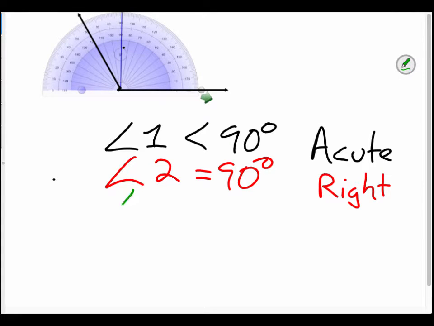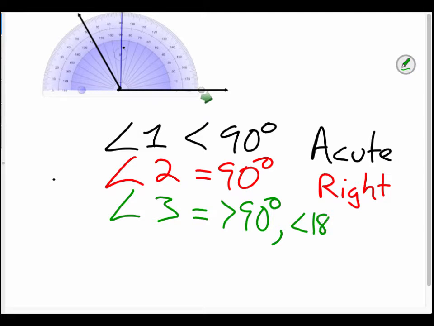And I call this angle 3. And I would say that angle 3 is greater than 90, right? But it is also less than 180. What do we call that? Obtuse. Okay?